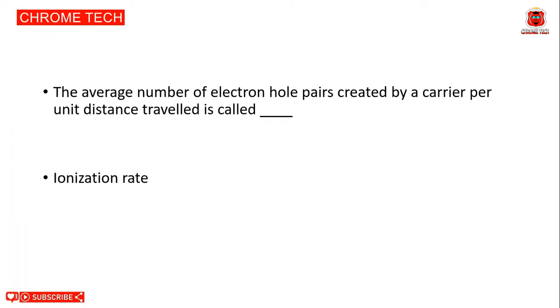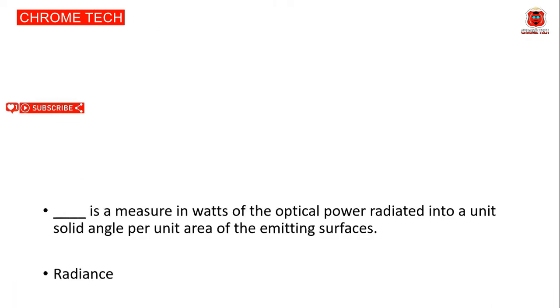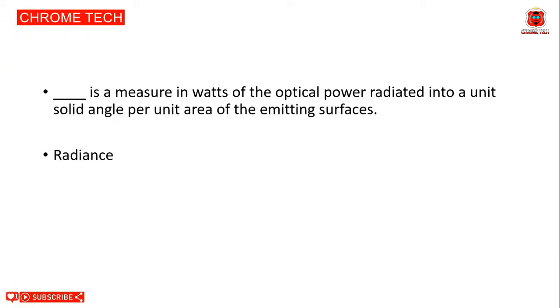Photodiode. The average number of electron hole pairs created by a carrier per unit distance traveled is called dash. Ionization rate is the correct answer. Next question. Dash is a measure in watts of the optical power radiated into a unit solid angle per unit area of the emitting surface. Radiance is the correct answer.